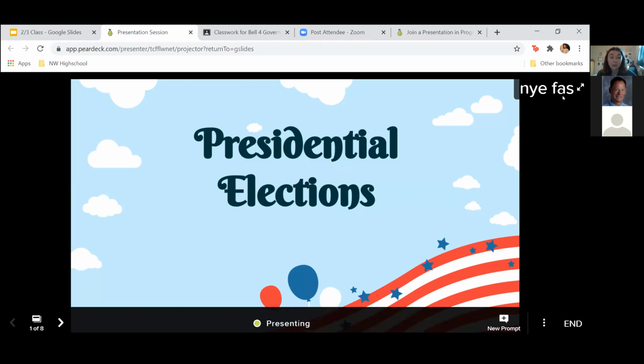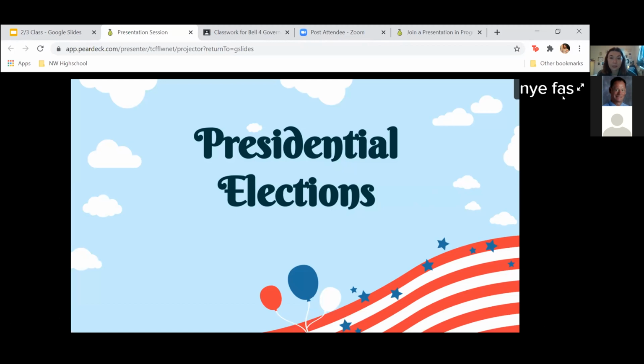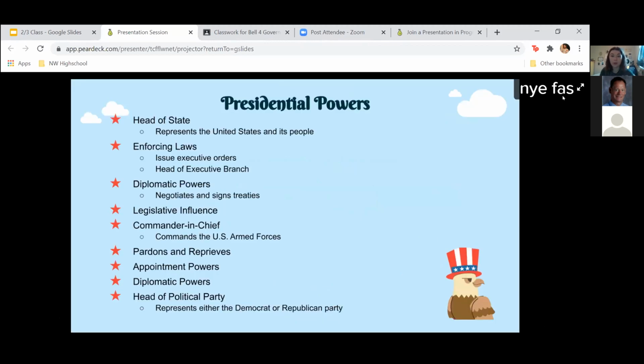So this past week, we kind of looked at presidential elections. And you guys did another assignment over modern presidential powers, which is really important to look at because you guys got the opportunity to look at a lot of current events, or at least more modern events done by presidents, and kind of got to see how they use their presidential powers in the modern day.